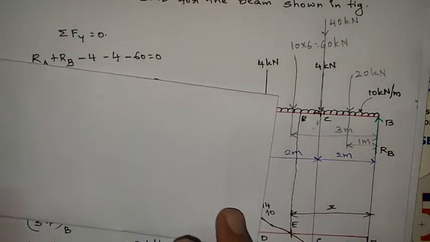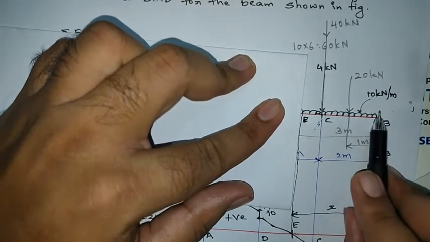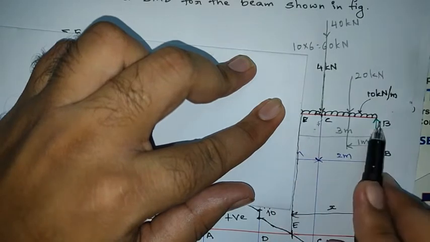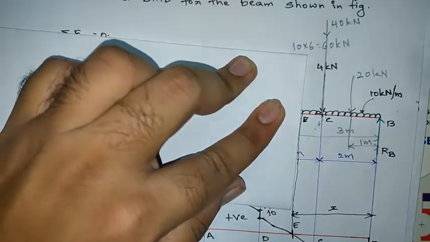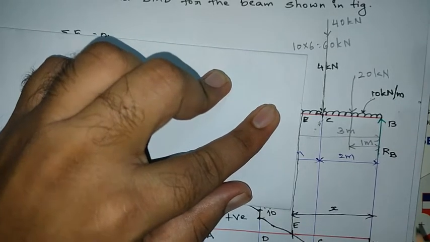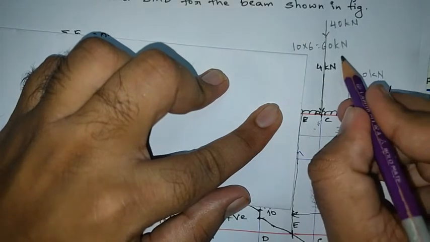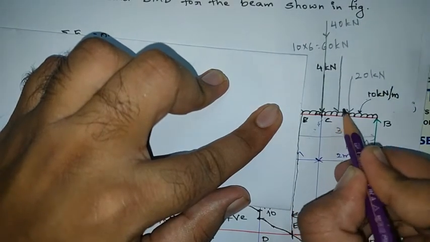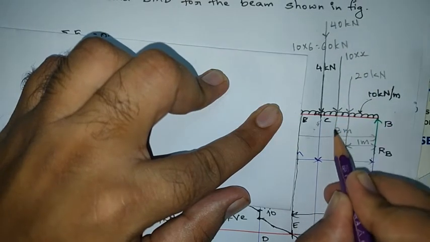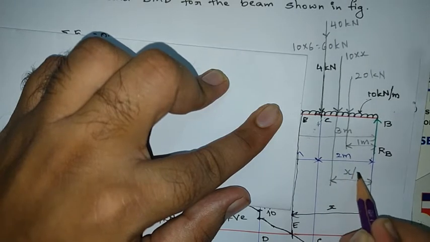So close the left side of point E. Now what are the forces acting? RB, 4 kilonewtons, and a UDL in between B and E. So what is that value? So 10 kilonewtons per meter, but how many meters is there? X meters. So 10 into X. So that 10 into X is acting at a distance of X by 2 meters, right?